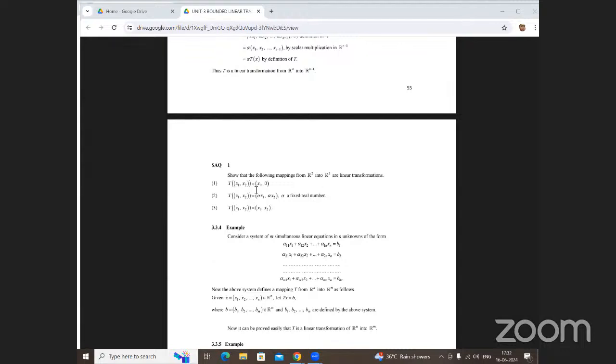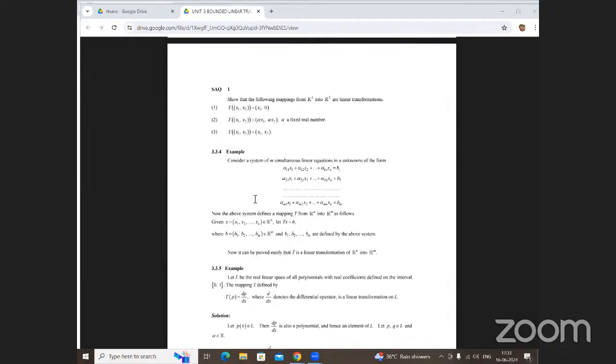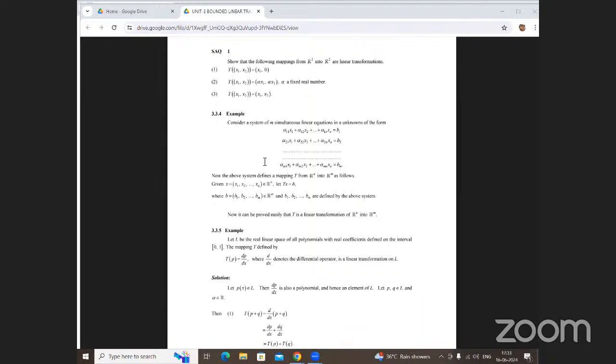Suppose in the final examination any one of the defined maps is given. We must show, given the definition, that T is a linear transformation from R square to R square. So any one or any two may be given. Okay, that's enough. Students, listen carefully.